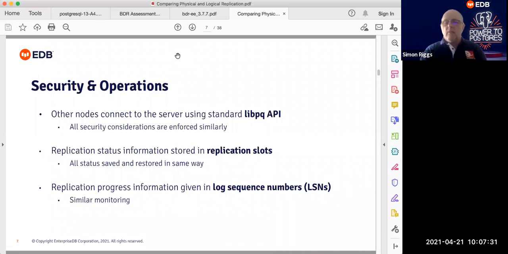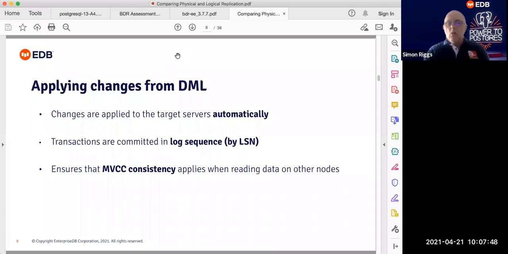And lastly, replication progress information is stored in terms of log sequence numbers, or LSNs, and that means monitoring both types of replication is essentially identical. All of this is obviously very good news. When we apply changes based upon the changes to the origin, we always apply those changes automatically. So there's no handle that you have to move in order to make the replication work.